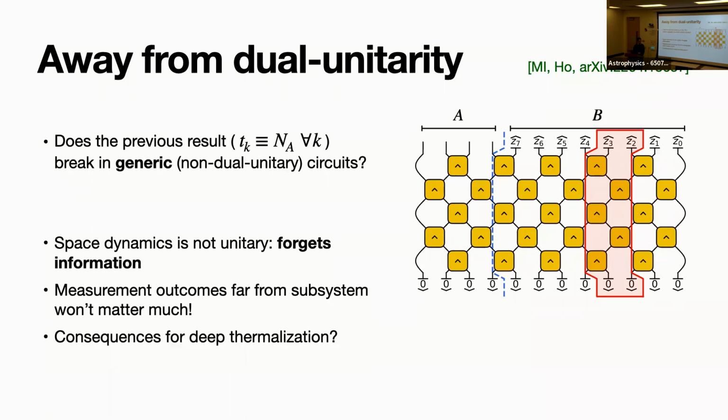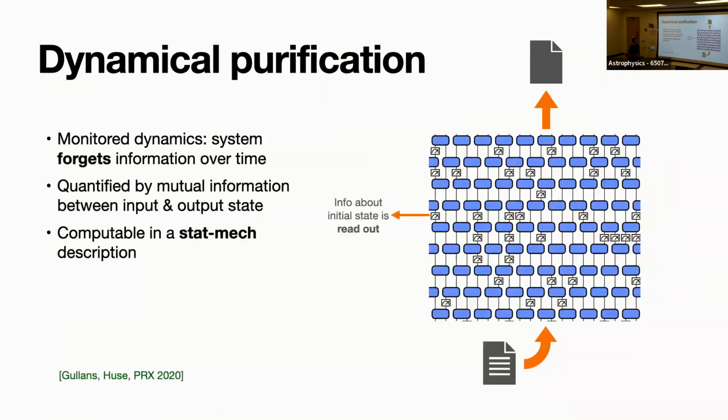To understand this problem, we make a connection to monitored dynamics, which is the topic that Nick was talking about earlier. We have a quantum circuit which is frequently interrupted with measurements. And precisely because these measurements are breaking unitarity, they make it possible for the system to forget information. So in this kind of system, I may encode some quantum state in the input, and as a result of these measurements which are reading out information, my output state might not know anything about that information that I put in.